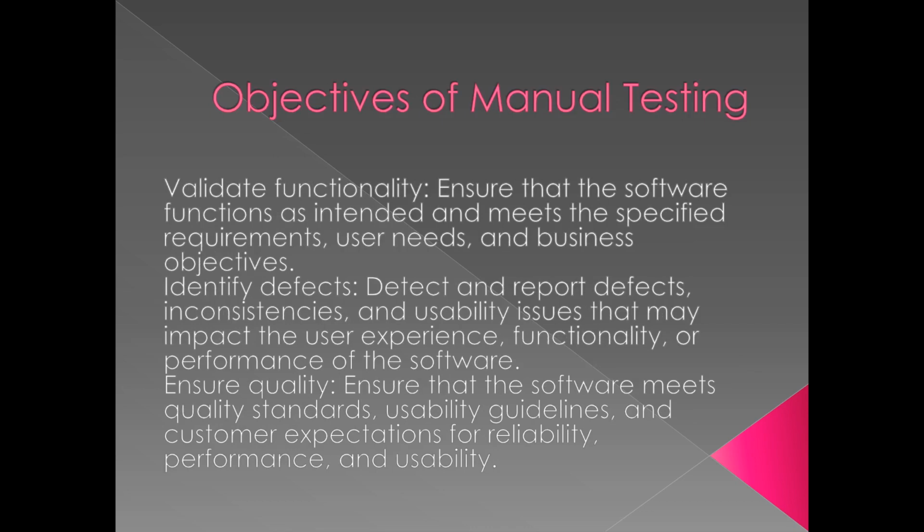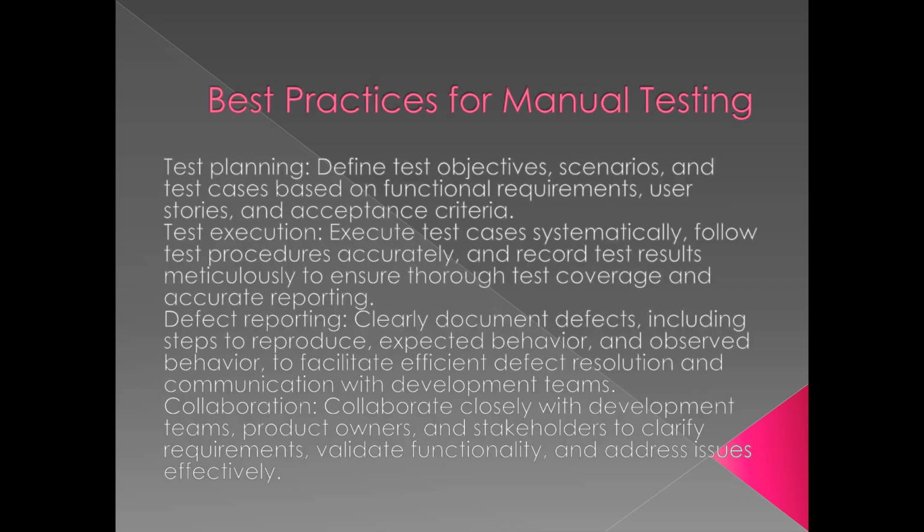Objectives of manual testing. Validate functionality: ensure that the software functions as intended and meets the specified requirements, user needs, and business objectives. Identify defects: detect and report defects, inconsistencies, and usability issues that may impact the user experience, functionality, or performance of the software. Ensure quality: ensure that the software meets quality standards, usability guidelines, and customer expectations for reliability, performance, and usability.